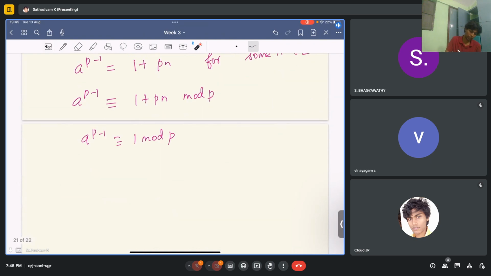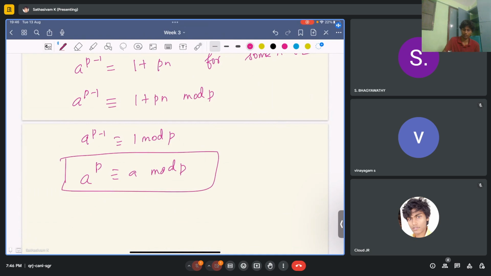Okay. Now you just multiply a on both sides. Then you will get a^p congruent to a mod p. Okay. So this is Fermat's Little Theorem.